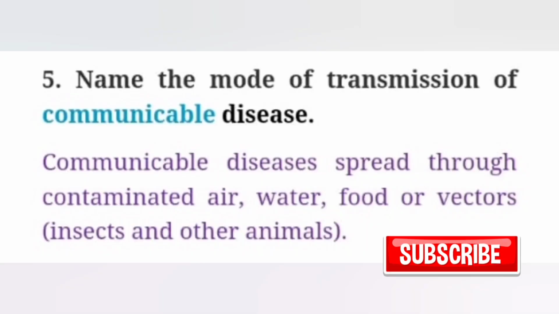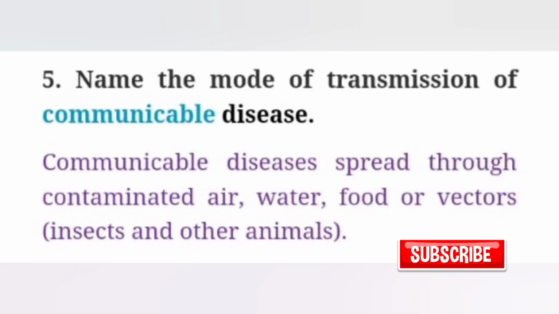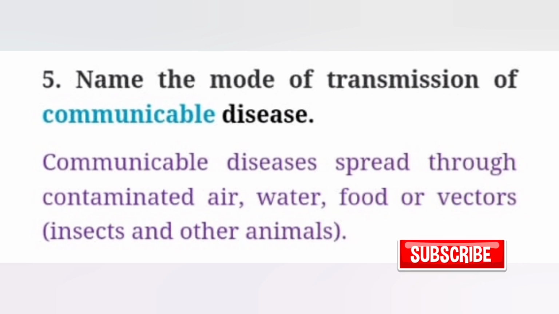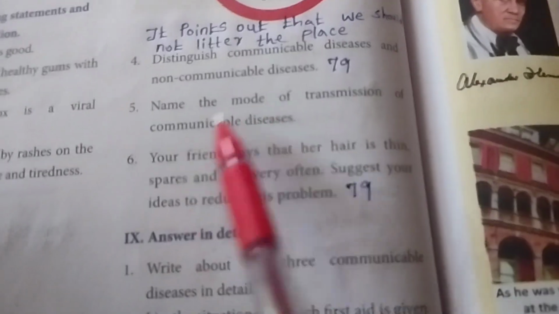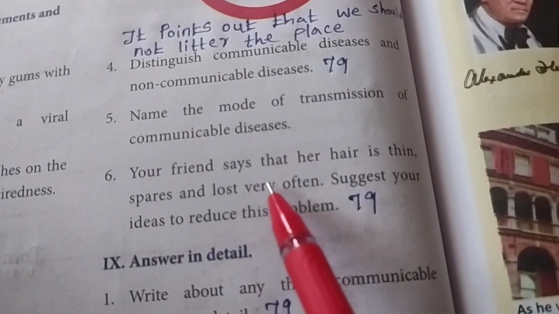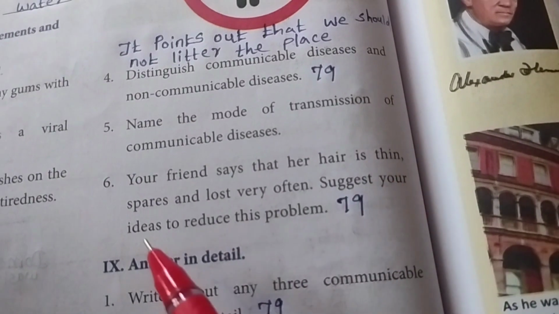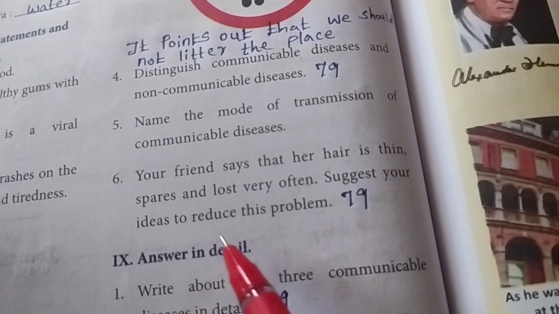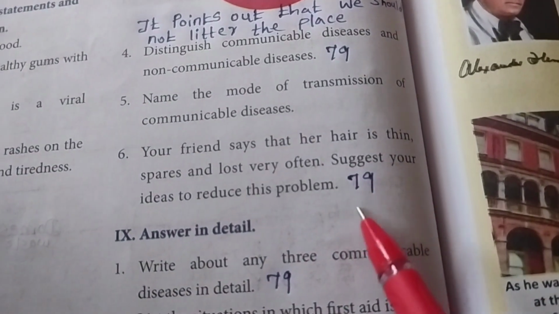5th question, name the mode of transmission of communicable disease. Answer, communicable diseases spread through contaminated air, water, food or vectors, insects and other animals. 6th question, your friend says that her hair is thin, spares are lost very often. Suggest your ideas to reduce this problem. Take page number 79.